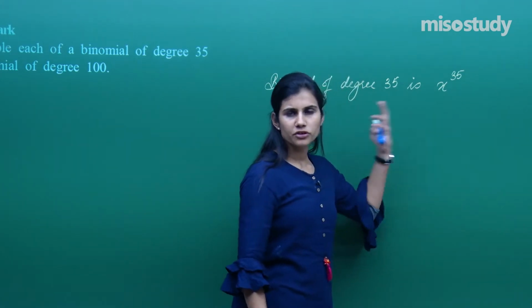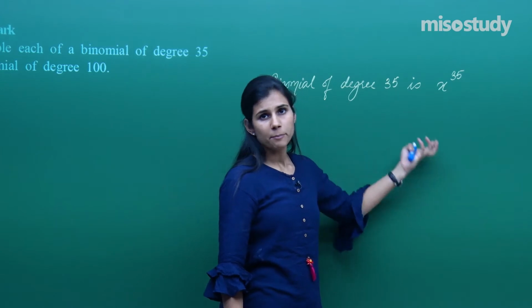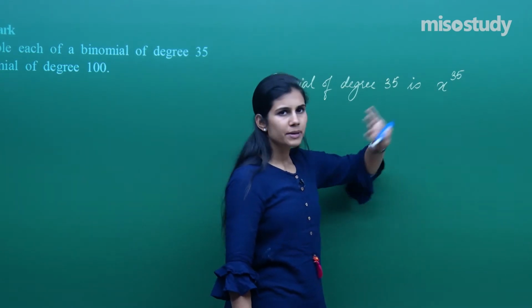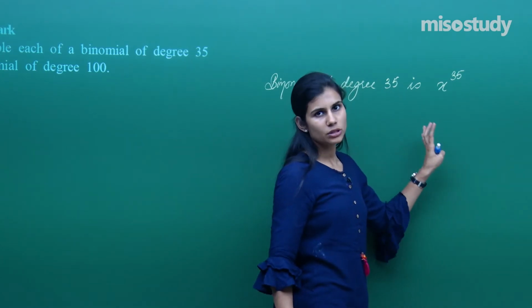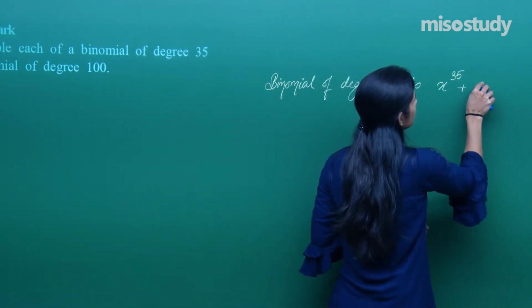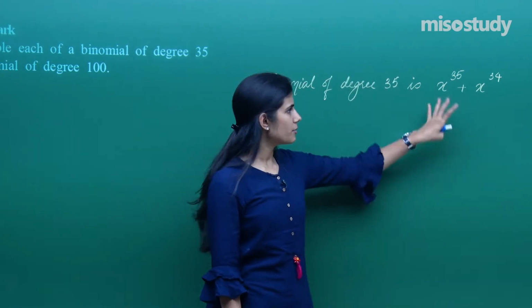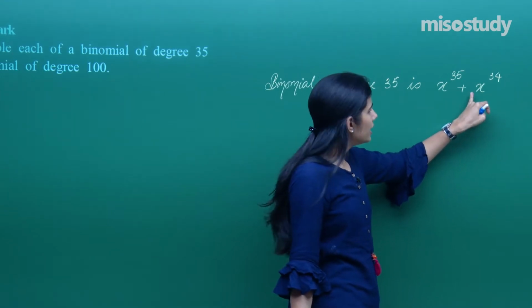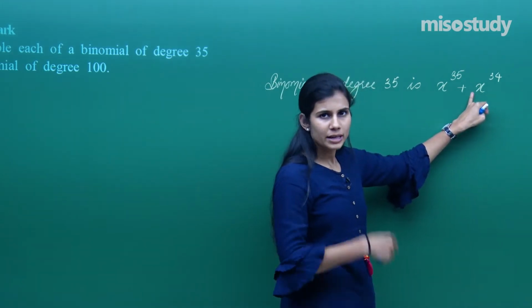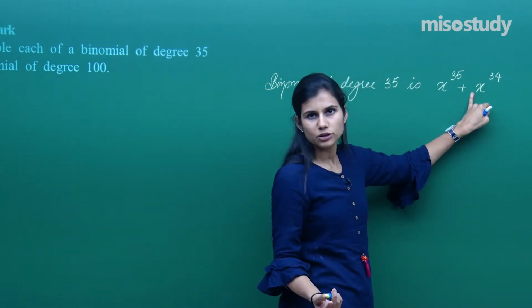You can keep the coefficient as 2 also, 3 also, 4 also, 1 by 3 also, 7 by 9 also, minus 2 by 3 also. I am just keeping it simply to be 1. So, 1 times x to the power 35 plus x to the power 34. That's it. This is your binomial expression. You can keep a minus here or a plus here, that's your choice. Again, the coefficient of x to the power 34 can be any non-zero real number. I have kept it to be 1, you can keep it to be anything.